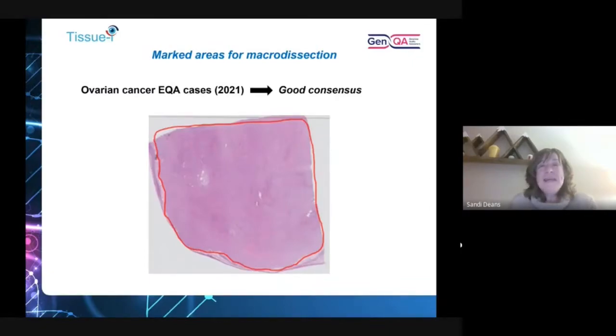However, I would say that as time has gone by, we are getting really good consensus, particularly for the ovarian cancer EQA cases. And here you can see that we had huge consensus, everybody in this particular case, to say you mark up the whole slide or just no macrodissection and use everything for the DNA extraction assay. So I think there's definitely good news that standardisation through participation in the Tissue-i EQAs is improving what we are doing.